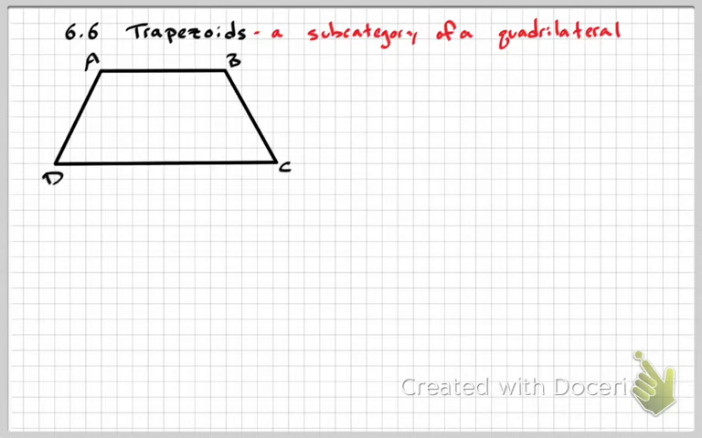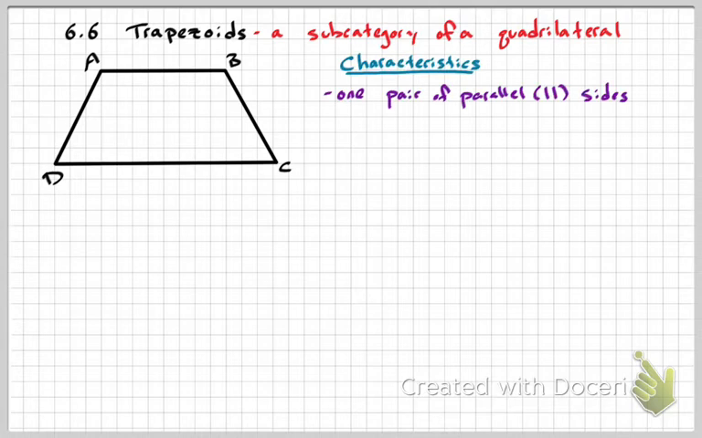So a trapezoid, all right, special characteristic is that it has one pair of parallel sides. Okay, so the two sides that are parallel are always opposite each other. So we call those sides the bases.